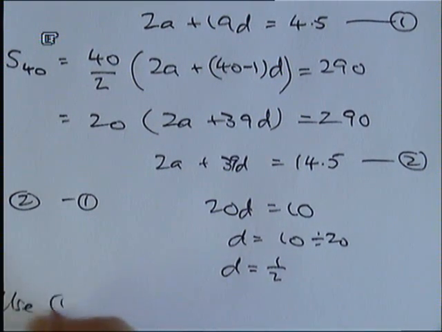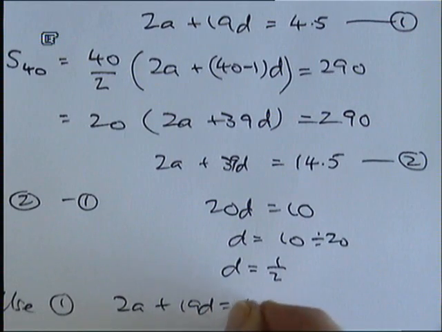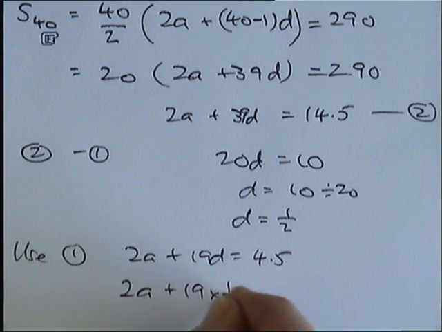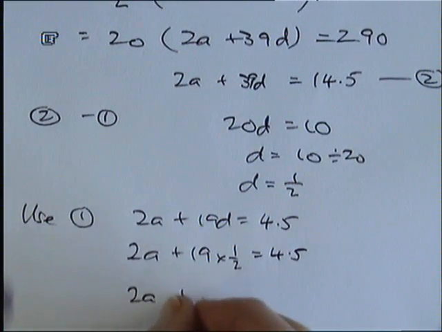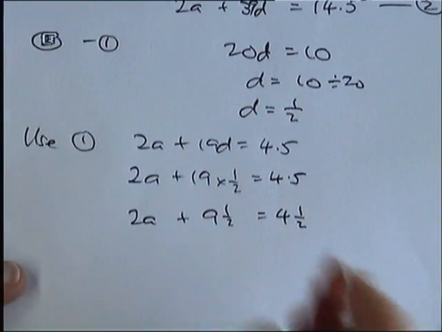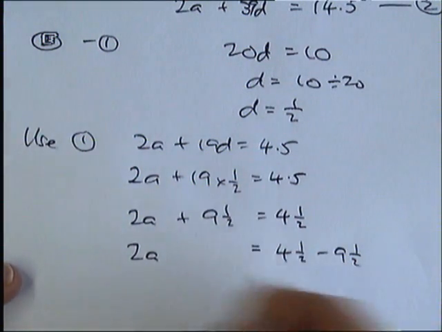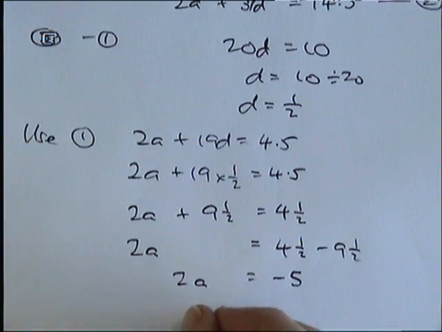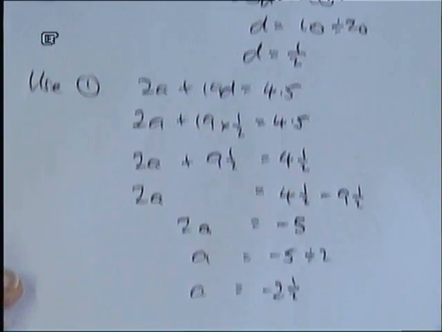Now I can go back and use my first equation, the one I labelled number 1 up here, which was 2a plus 19d equals 4.5. And now I know that d is a half, I get 2a plus 19 lots of a half equals 4.5. 19 halves are 9.5. I'll change the 4.5 to 9 over 2 to keep everything in fractions. Doesn't really matter. Now if I take 9.5 off both sides, it will go from the left, and over on the right I'll be left with minus 5. So if 2a is minus 5, if I divide both sides by 2, I will get a is minus 2.5.